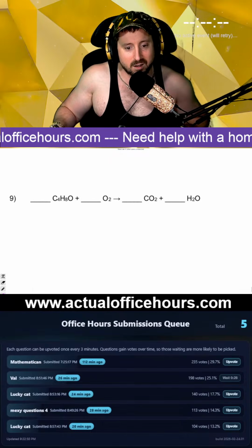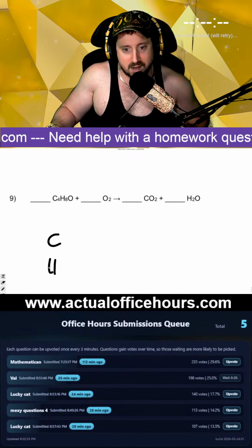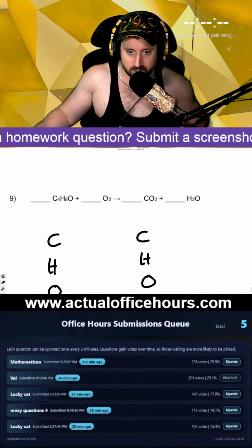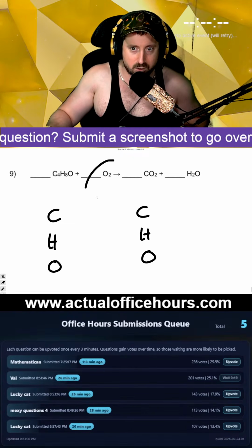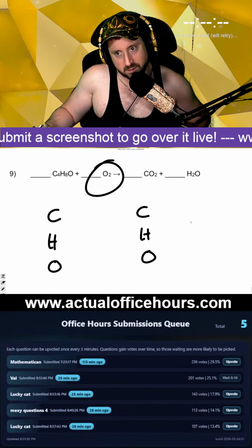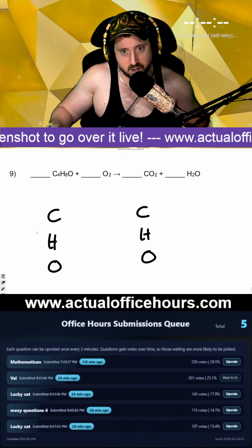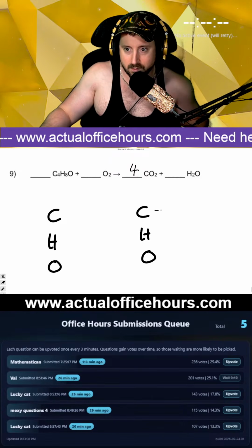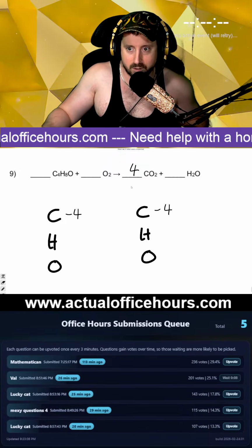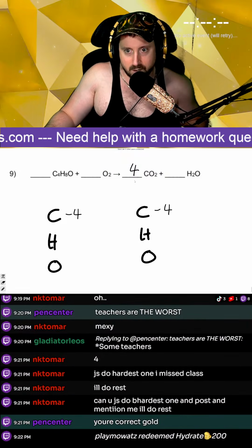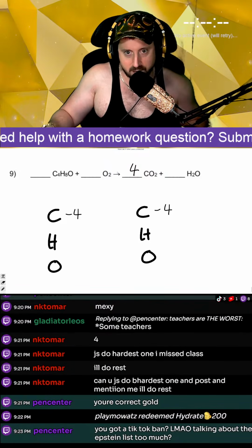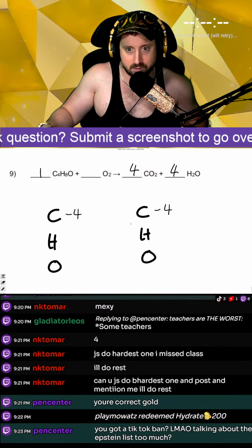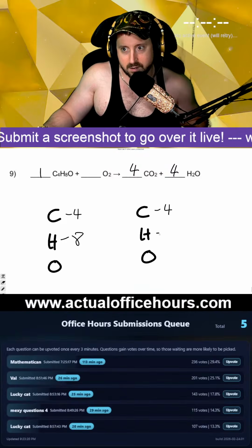Okay. Let's see. We got C's, we got H's, we got O's. Because O2 is by itself, balance it last. Balance the most complicated thing first. Most complicated thing is carbon, so I'm going to put a 4 on this. I got 4 carbons, I got 4 carbons. I'm going to balance oxygens last. Let's balance hydrogens. I have 8 hydrogens. How do I get 8 hydrogens? I put a 4 on this. Now I got 8.